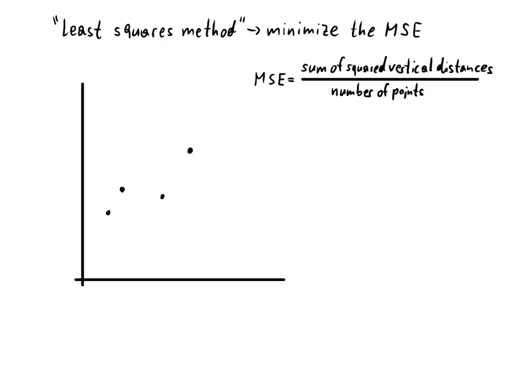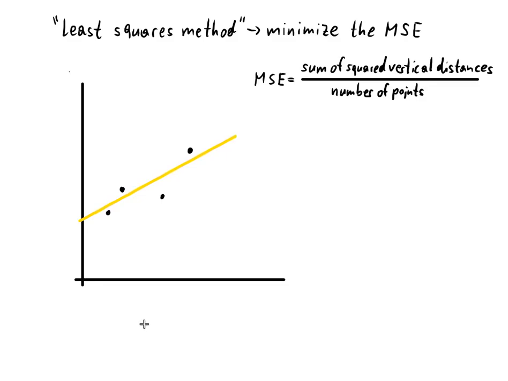What is the mean squared error? It is the sum of squared vertical distances between the points and the line, and this sum is divided by the number of points. What do we mean by that? If we consider the diagram that you see here, we have 4 points, and I'm now just trying to find a line which could be the best fitting line. Let's assume that it's maybe like this.